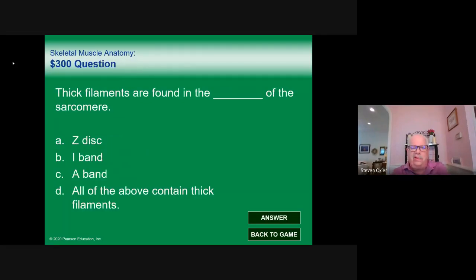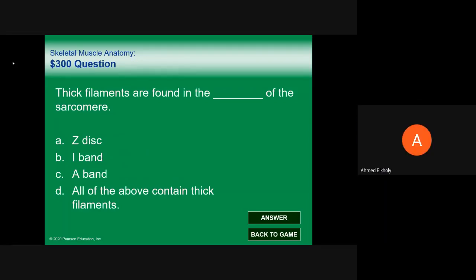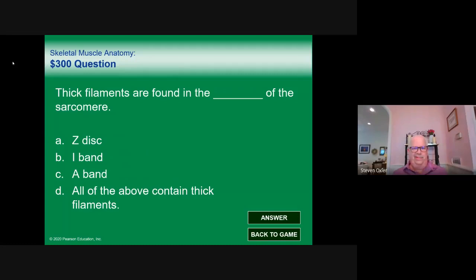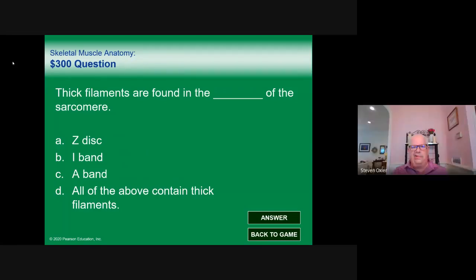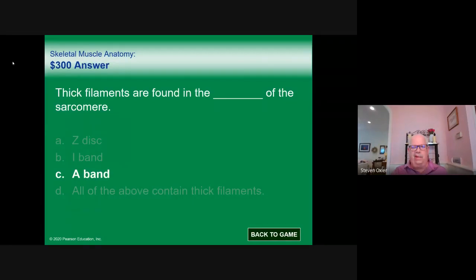Thick filaments are found in the blank of the sarcomere. Let's go with A band. They're in the A band. So the thick filaments are in the A band. All right.